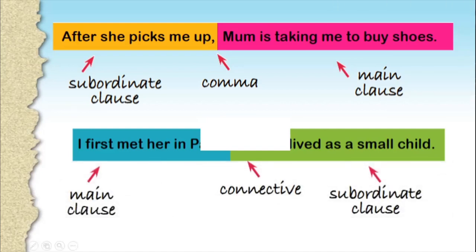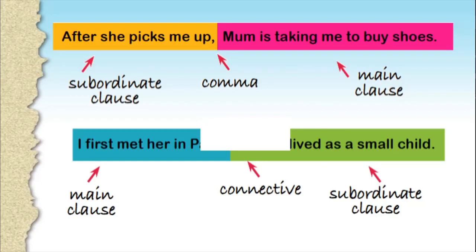Look at the next one. I first met her in Paris, where she lived as a small child. Now there is some kind of patch which has come up here, so let us skip this example. Let us look at the first example only. So after she picks me up, Mom is taking me to buy shoes. So we have one main clause here and one subordinate clause.